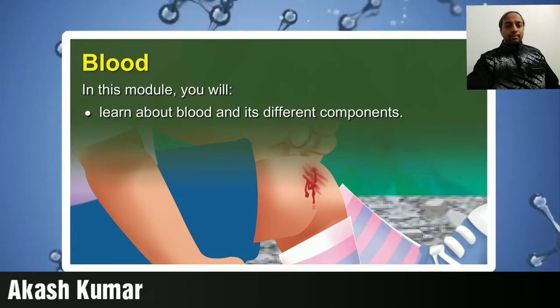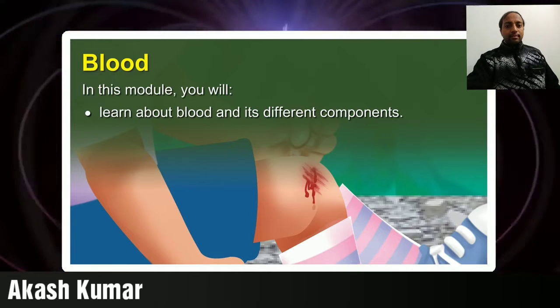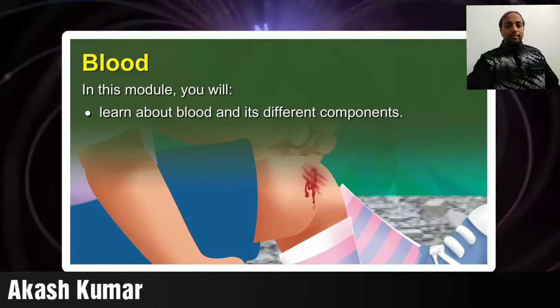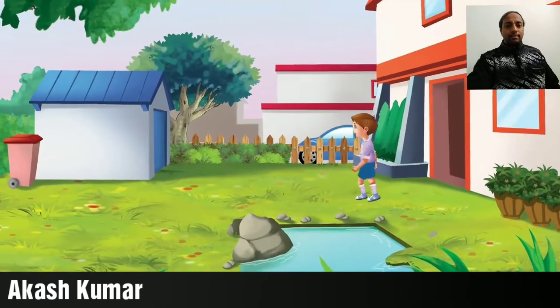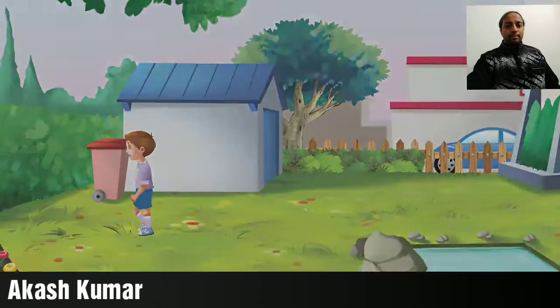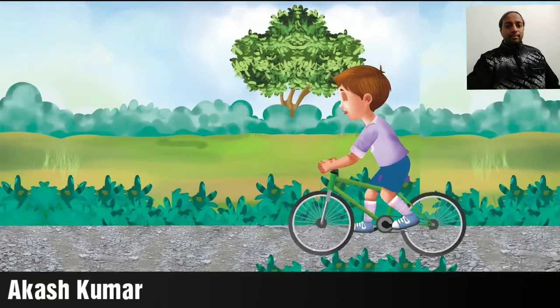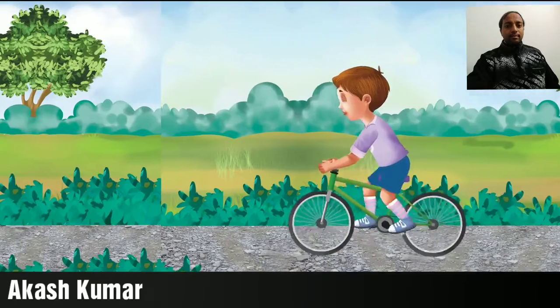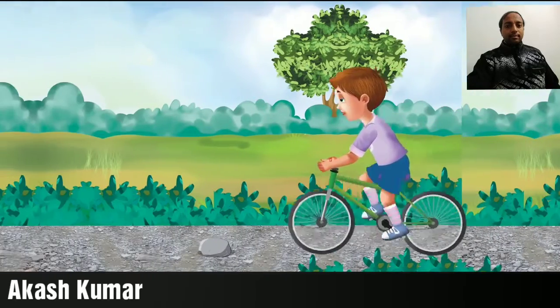Blood. In this module, you will learn about blood and its different components. It is playtime for Joseph. He's going out to play with his friends. Looks like he's getting late, so he's riding his bicycle faster now.